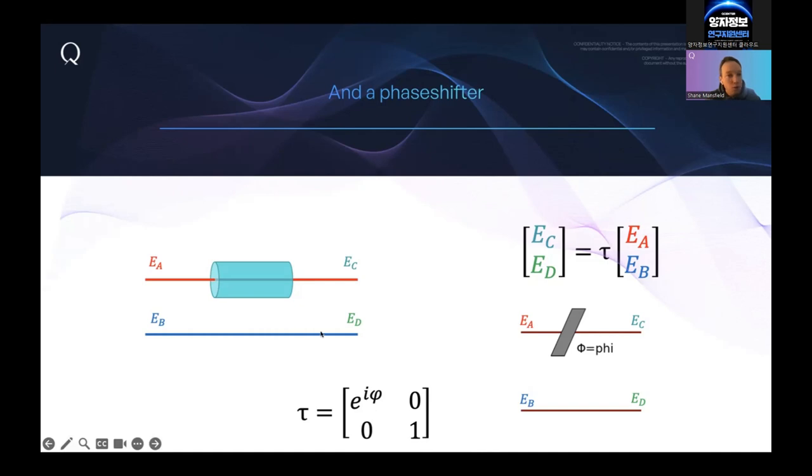On the bottom one, we're doing nothing. So we expect that the bottom right entry should just be one, right? Nothing happens to that lower component. And on the top, as I said, we're adding a phase. So we get something that looks very close to an identity matrix, but we just have a phase on the first channel. So what you have on the left resembles a little bit what you would see in a lab. And what you have on the right, this is how Percival depicts a phase shifter.